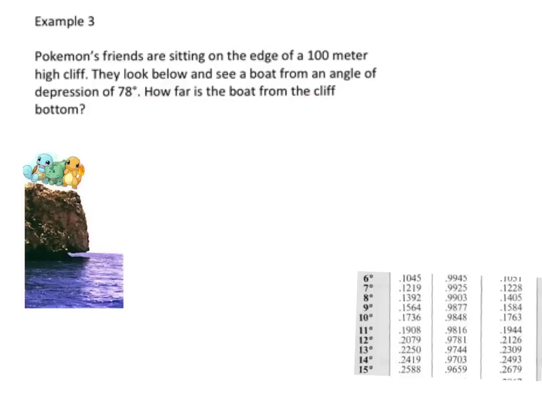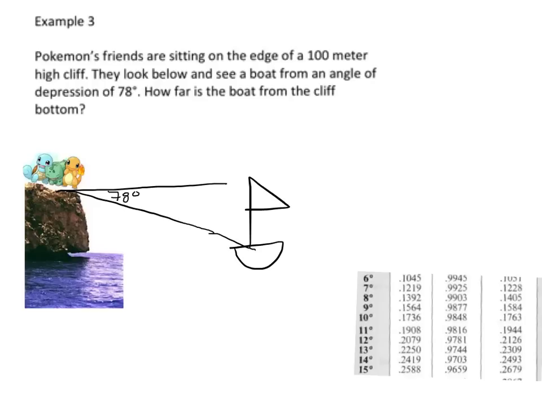Okay, here we go. Here's our horizontal line and our angle of depression of 78 degrees. And out here we have a boat. And the question is, how far away is the boat from the cliff? I have a right angle, and I also know that the height of the cliff is 100 meters.